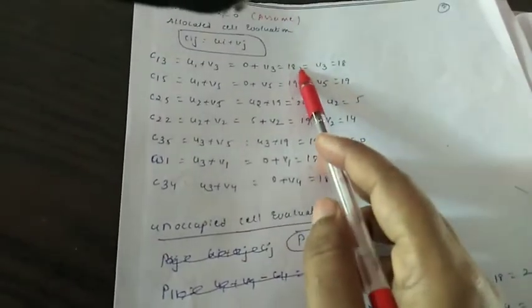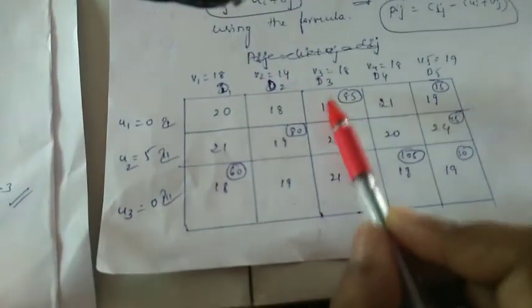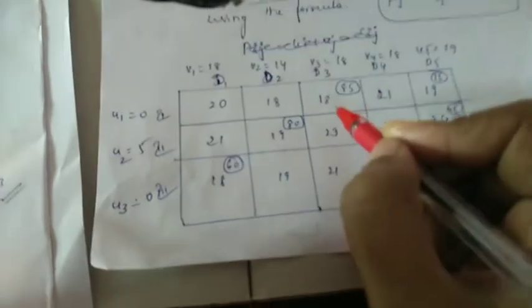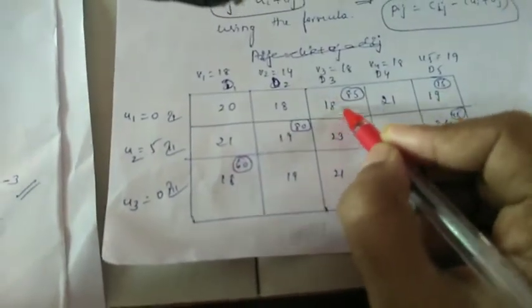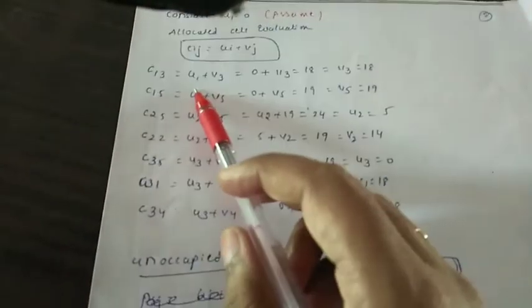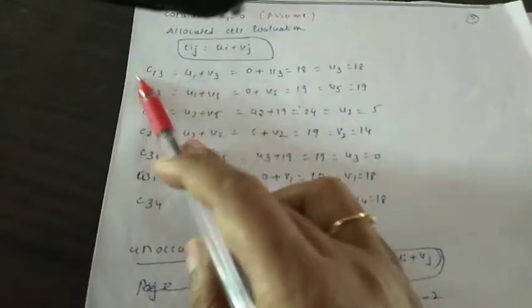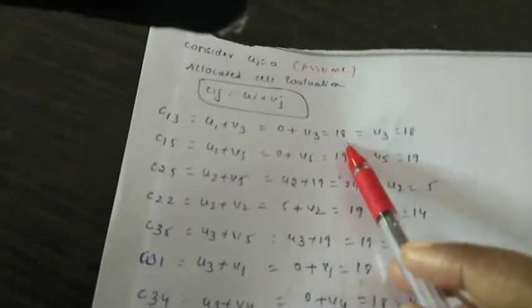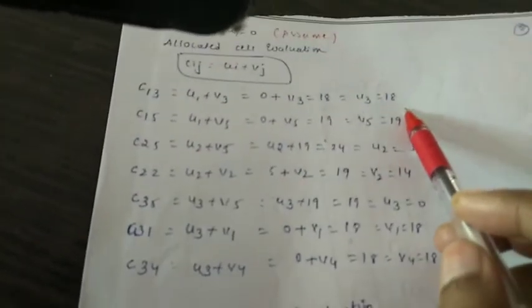How is the value 18 taken? Because of C13. What is C13 here? This is first row and third column. So that is nothing but Cij is 18. So u1 plus v3, C13 is 18. So I put the value 18 here. So finally we got v3 is equal to 18.